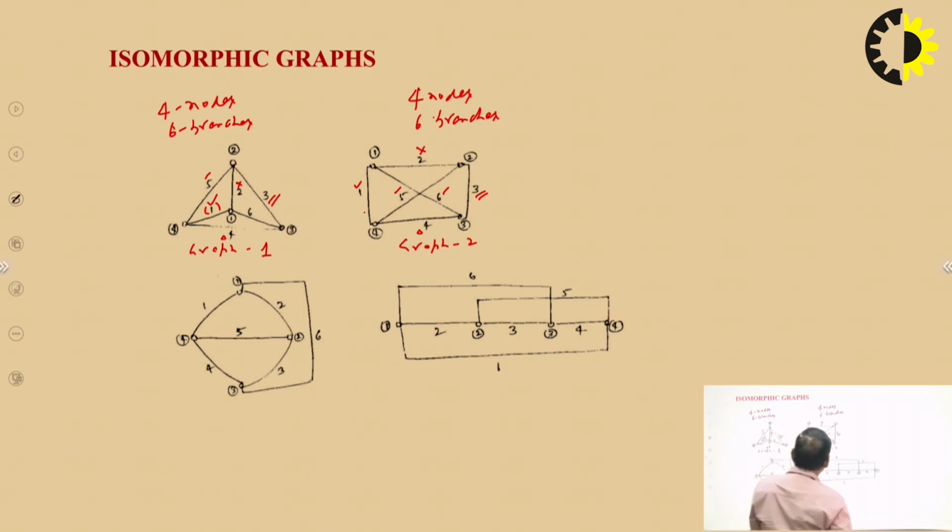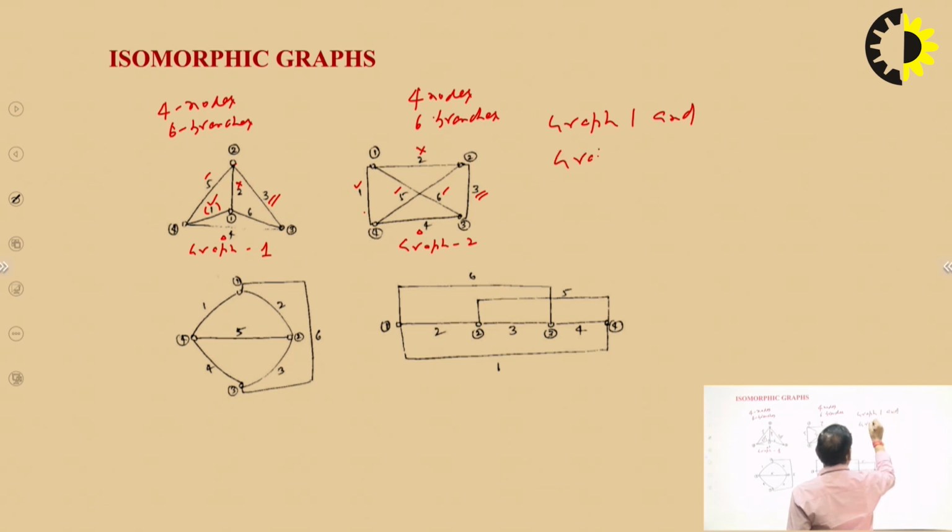So we can say that graph 1 and graph 2 are isomorphic. The presentation is different, but they are isomorphic, the same, because there is one-to-one correspondence between the branches and nodes of the two graphs. Clear? What is an isomorphic graph?